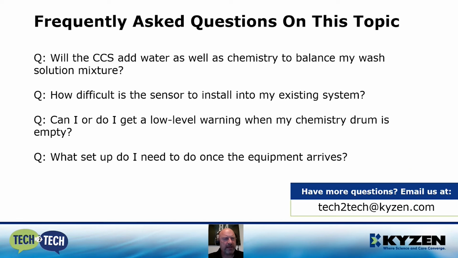Can I or do I get a low level warning when my chemistry drum is empty? Yes, you do. This particular system has a site level gauge where you can physically see what the level is, or an upgradable electronic system, which you can tie into a light or a siren, which lets you know that you're particularly low on chemistry.